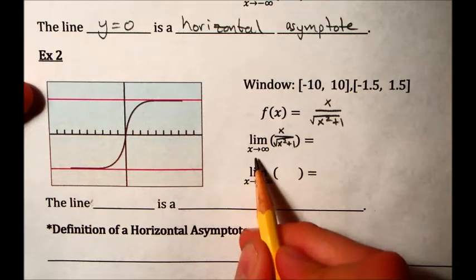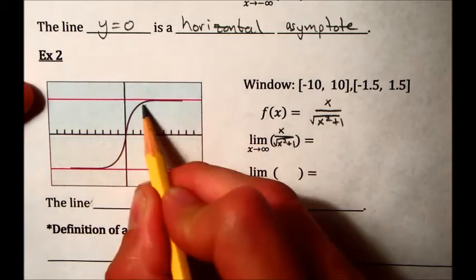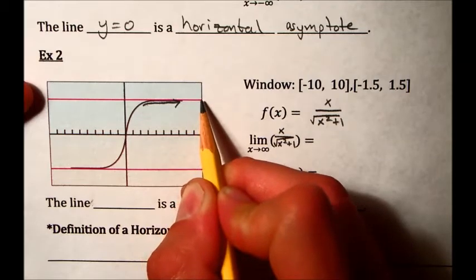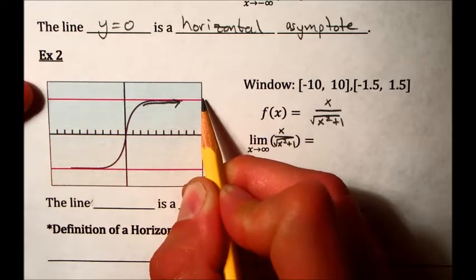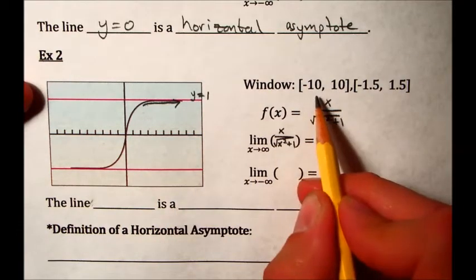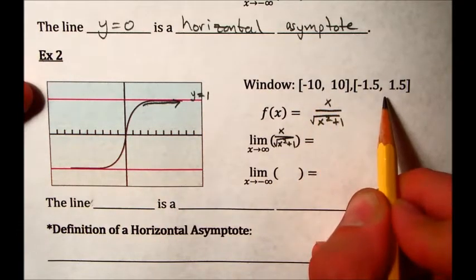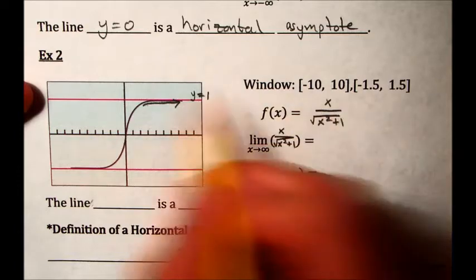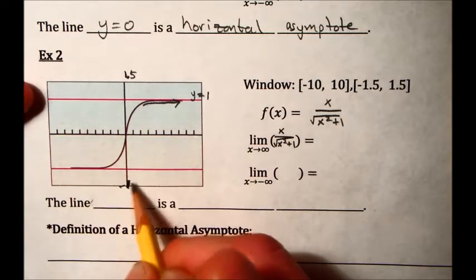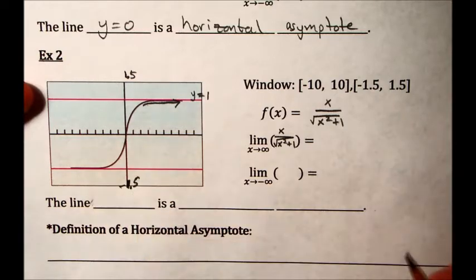We're studying the right-hand side, so we're going off to the right, and you can see here that this is actually approaching 1. This is the y equals 1 line. You can tell from the window description here that this graph goes between 1.5 and negative 1.5 on the y-axis.